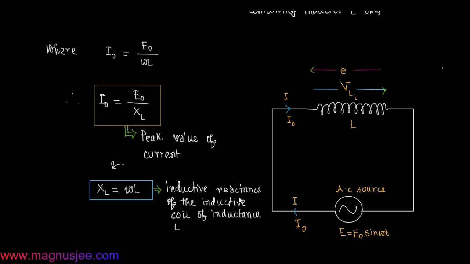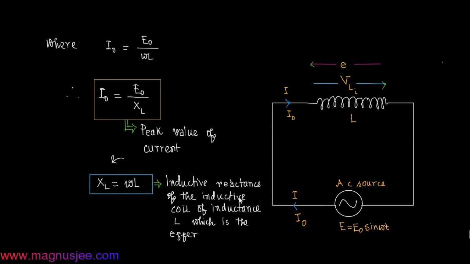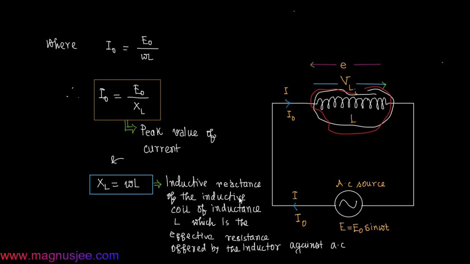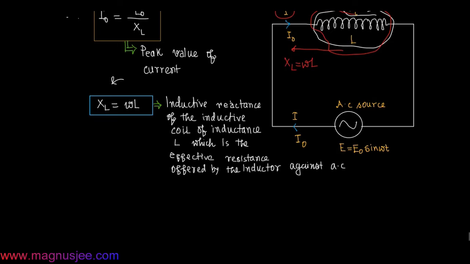X_L is equal to omega L, which is the inductive reactance of the inductive coil of inductance L, which is the effective resistance offered by the inductive coil L against the alternating EMF E equal to E0 sin omega t. It is the effective resistance offered by the inductive coil, or inductor, against the alternating current. L offers a resistance X_L, equal to omega L, against the alternating current I equal to I0 sin omega t.